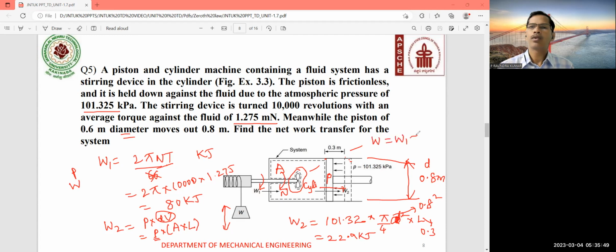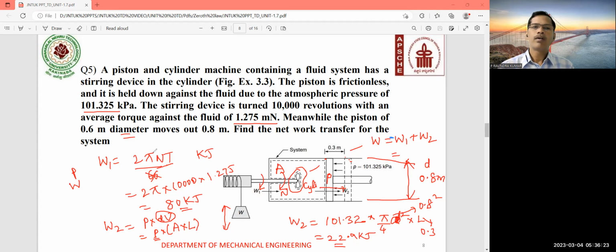So finally that total work is nothing but equal to W1 plus W2. W1 is 80 kilojoule and W2 is nothing but 22 kilojoule. When you talk about the work here, you are giving the work input. Work input means this is the work done onto the system, so it is a minus sign.